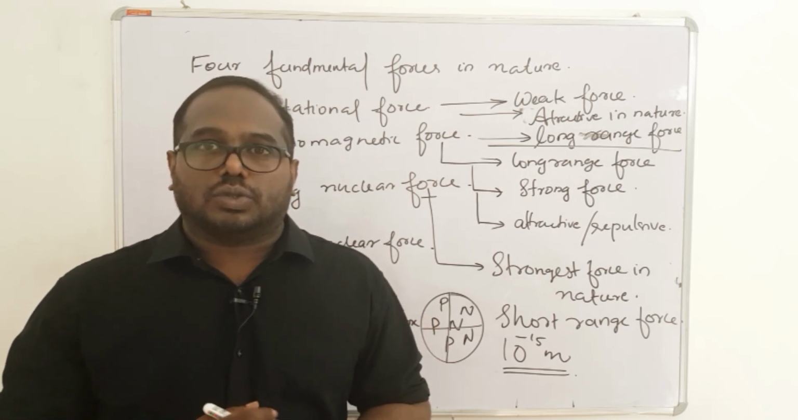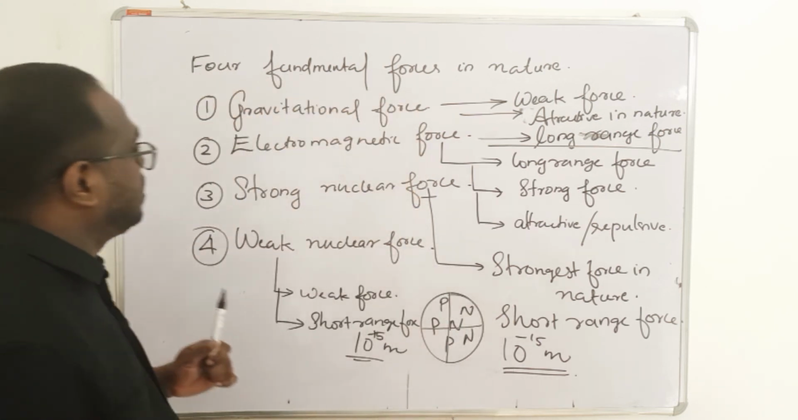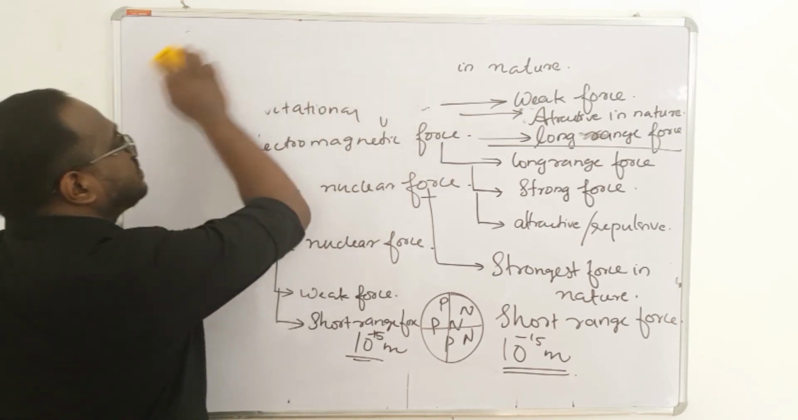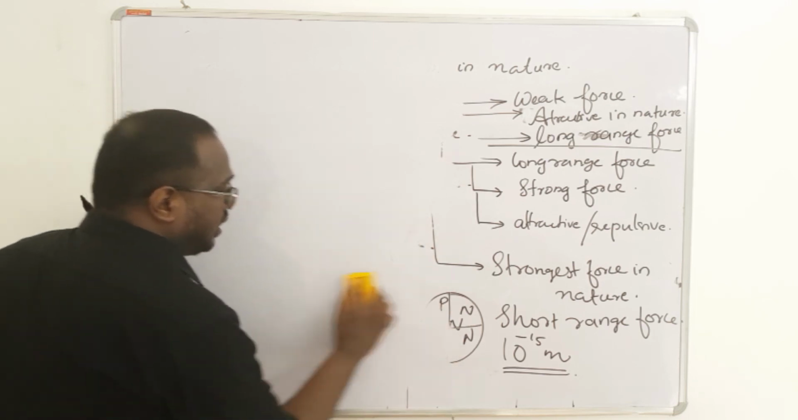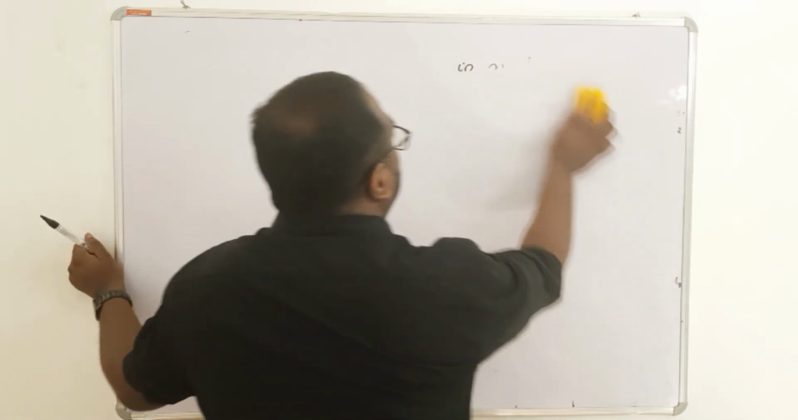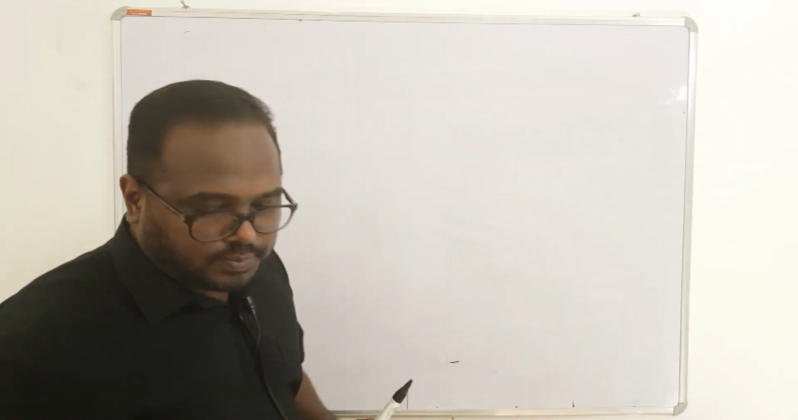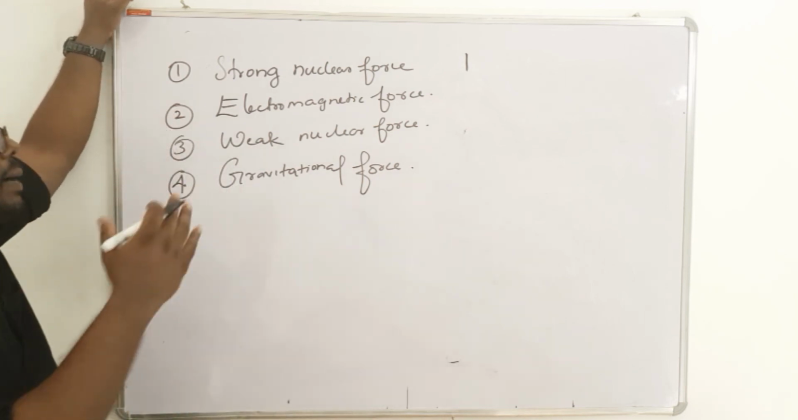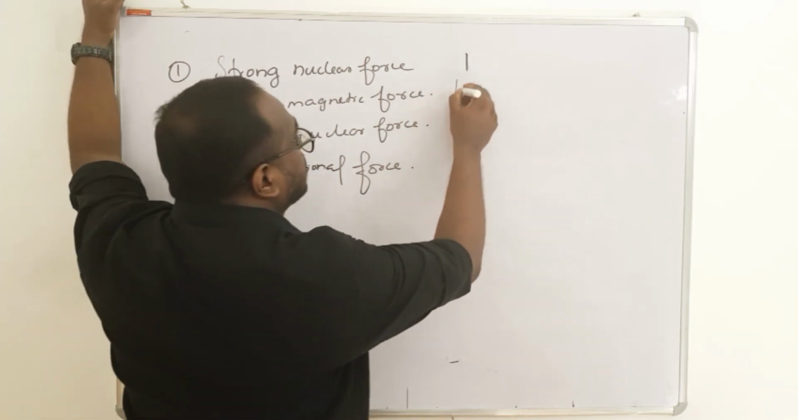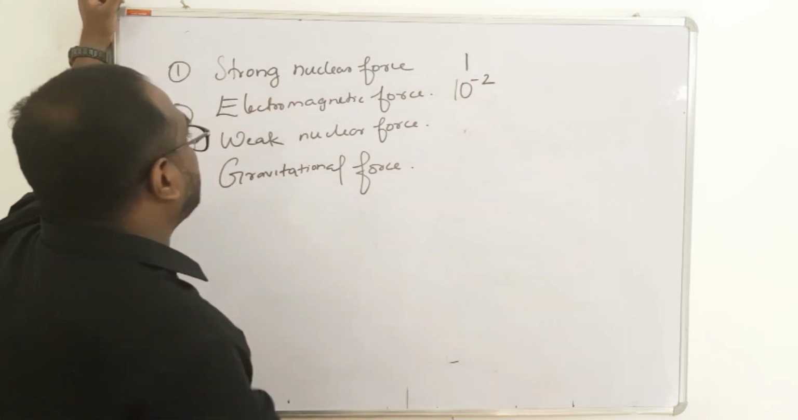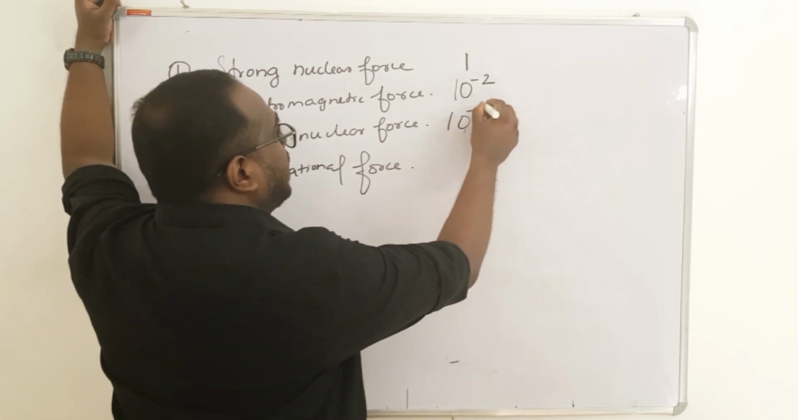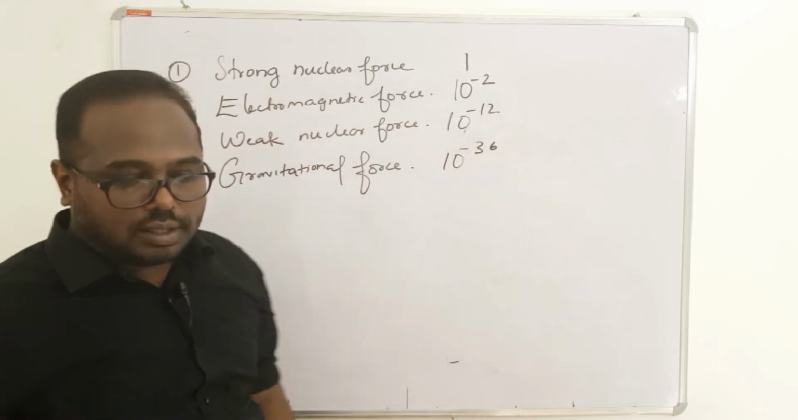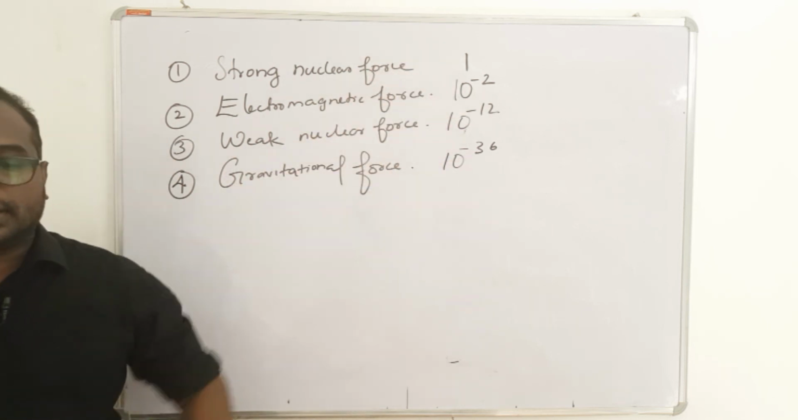That's enough. So one more thing, we have to compare these forces. Comparison of fundamental forces in nature. If the strong nuclear force is 1, the electromagnetic force, we can compare the hierarchy, is 10 raised to minus 2. Weak nuclear force, 10 raised to minus 12. Gravitational force, 10 raised to minus 36. So these are approximate comparisons.